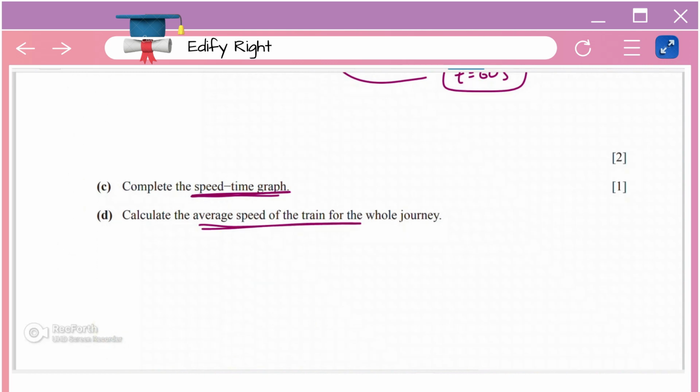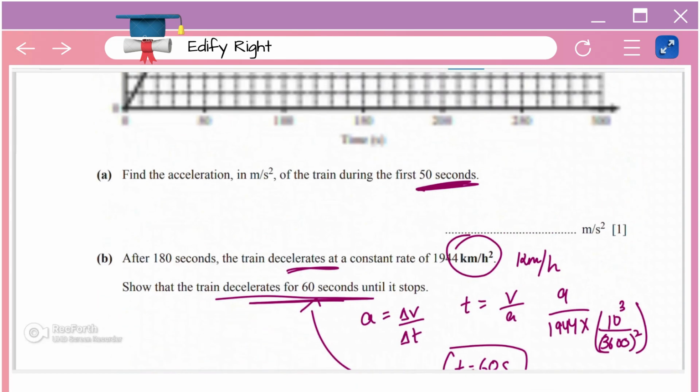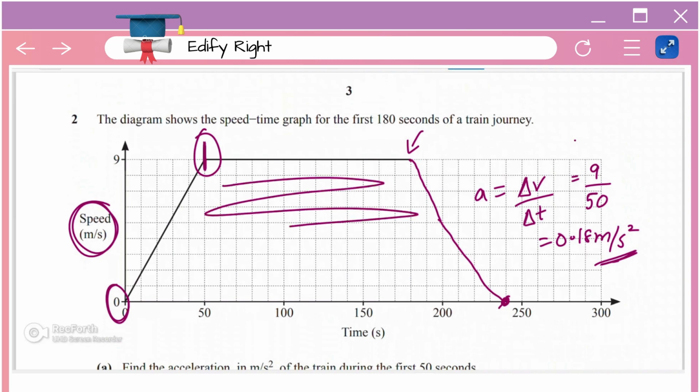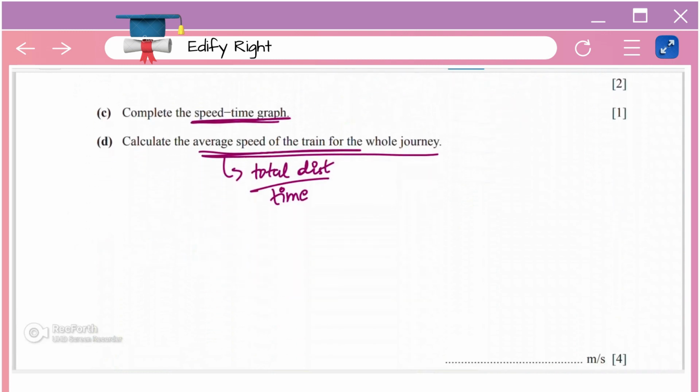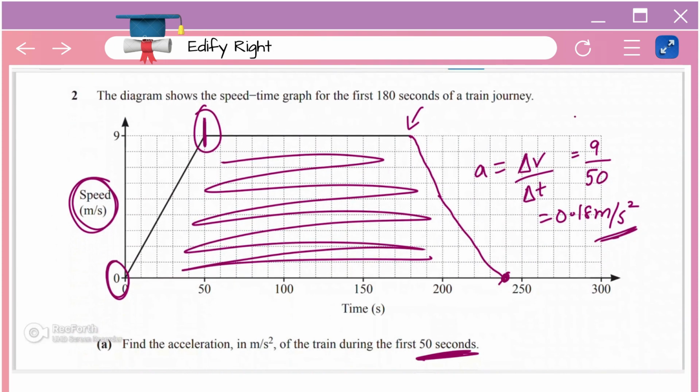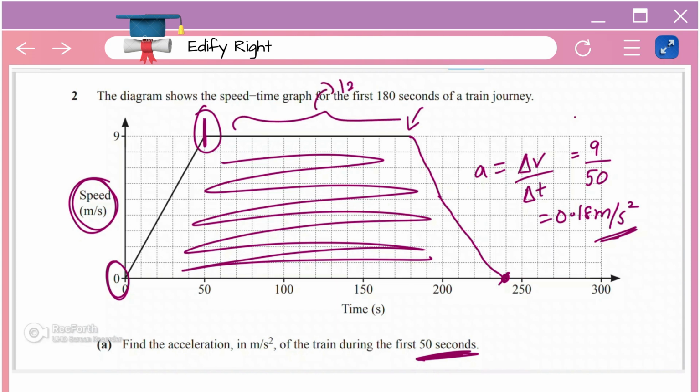Next we have, calculate the average speed of the train for the whole journey. So average speed is nothing but total distance upon time. Now in a speed time graph, how do you find the distance? You take the area under the graph. So if you look at this graph, it is in the shape of a trapezium. So let's use that and try to figure out what's the area over here. The formula for area of a trapezium is half into a plus b, which are the parallel sides, into height. So half into the parallel sides, this is 120.